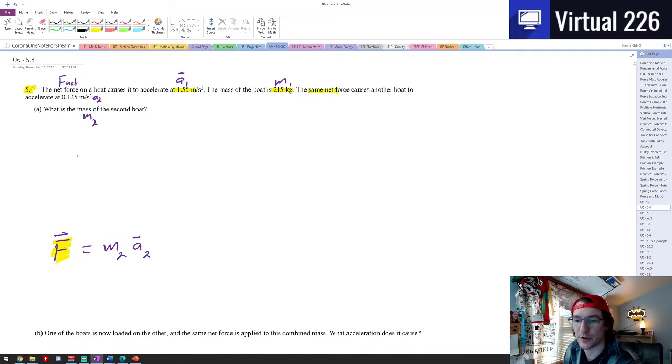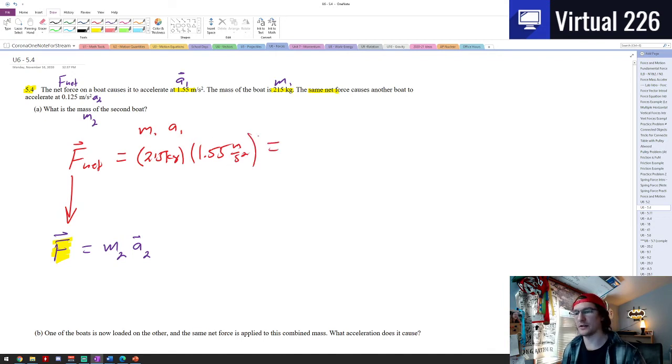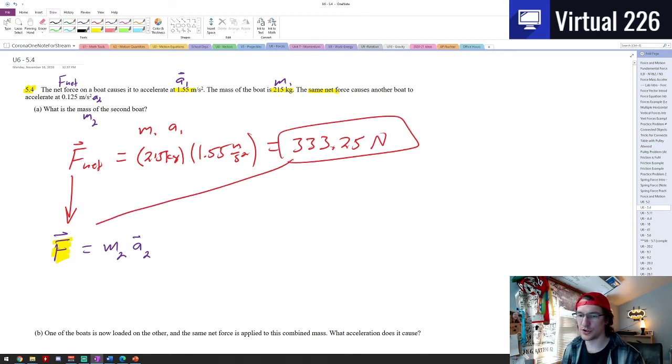So if we go back to our first boat here, we can say that the net force acting on our first boat, which is the same net force on our second boat, is the mass of the first boat times the first boat's acceleration. And that would just be 215 kilograms times an acceleration of 1.55 meters per second squared. So our F net, or the total net force acting on our boat, is 215 times 1.55, which gives us 333.25 newtons. So we'll take this number and shove it down here.